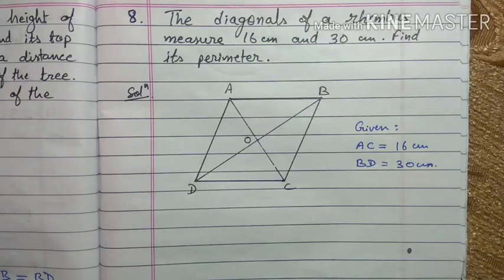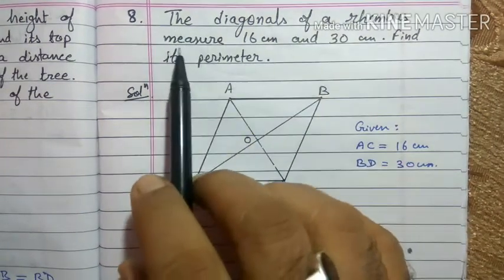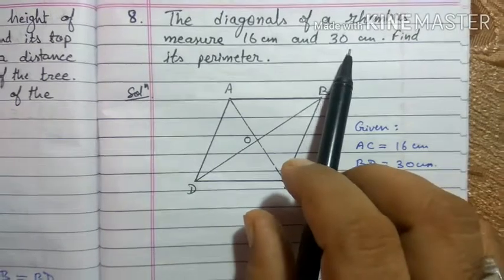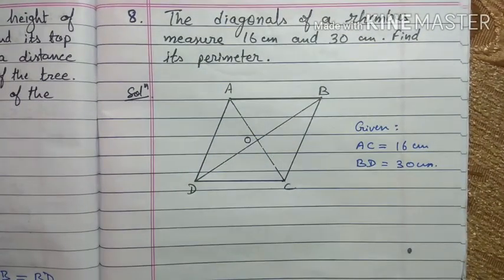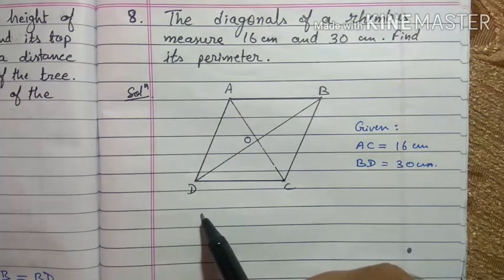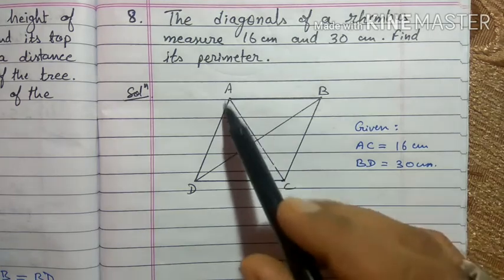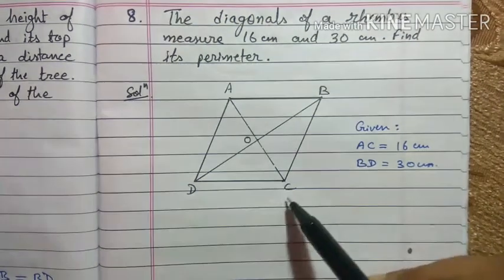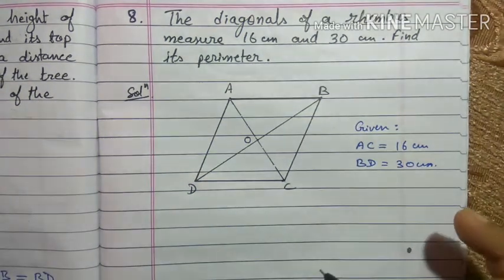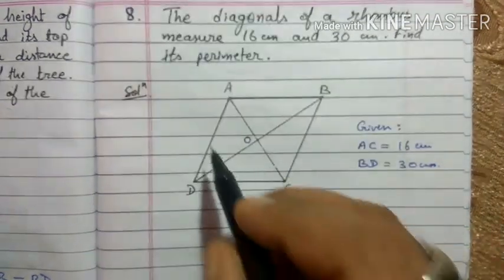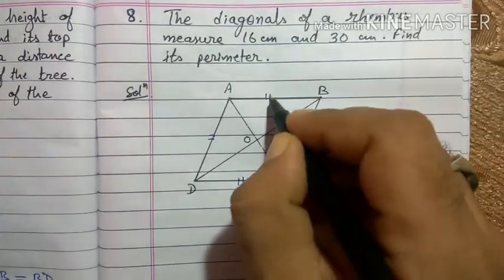Now come to question number 8. In question number 8, it is given the diagonals of a rhombus measure 16 centimeter and 30 centimeter. Find its perimeter. So in this question, ABCD is a rhombus with diagonals BD and AC. So AC is the smaller diagonal. Suppose AC is 16 centimeter and diagonal BD is 30 centimeter. ABCD is a rhombus, so all four sides are of equal length.